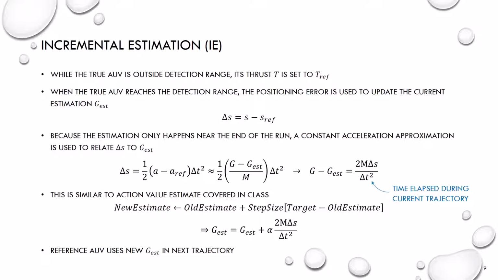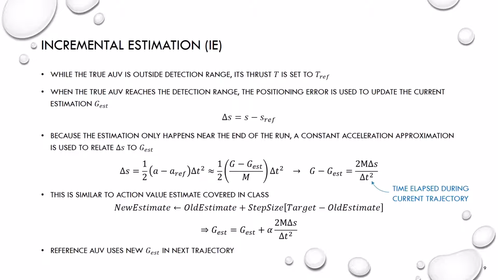When the true AUV, however, reaches the detection range, the positioning error is used to update the estimation for the current. In this case, delta S, which is equal to the true position of the AUV minus the reference position. Once that delta S is computed, we use it in a constant linear acceleration formula to try to obtain the error between the current and the estimated current. Now, of course, this is not completely accurate because we are ignoring the drag term here, but this is counteracted by the step size parameter alpha that we can tune so that we can have our estimation be better.